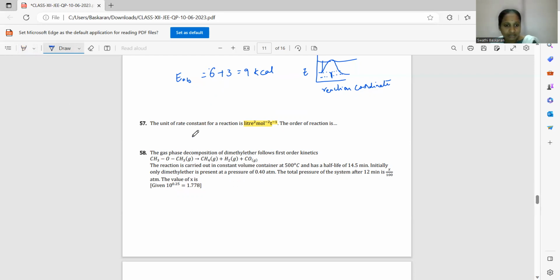Because we know the rate constant units for an nth order reaction. So how do you write it basically? This is nothing but mole per liter, which expresses concentration, and it will have the power 1 minus n, and then time inverse, right? So in order to get liter square and mole minus 2, n must be 3. So the order of the reaction is 3.